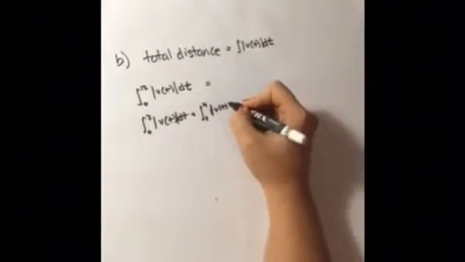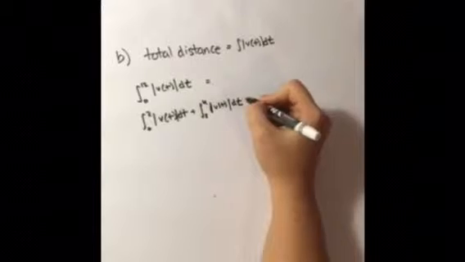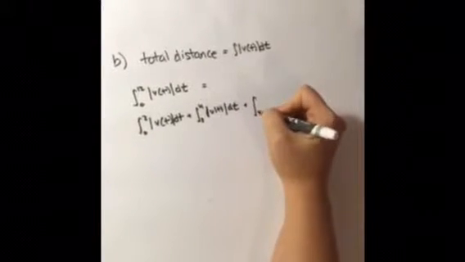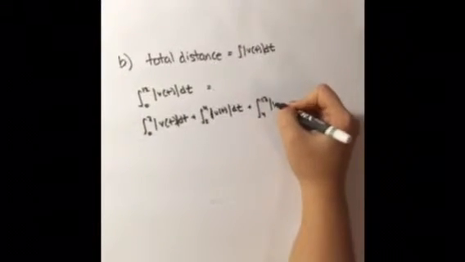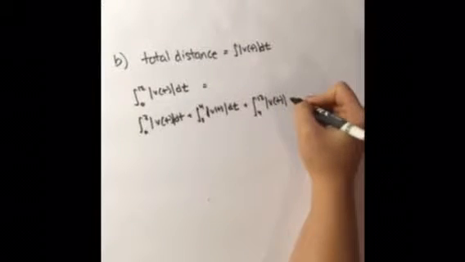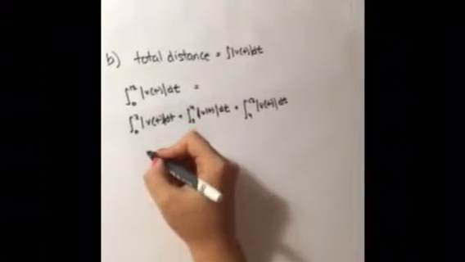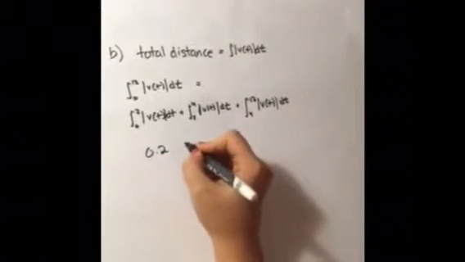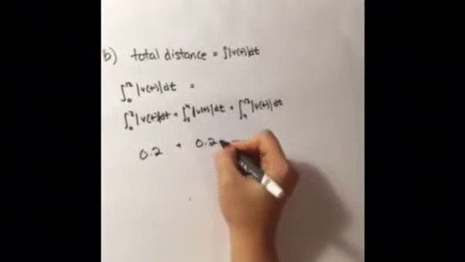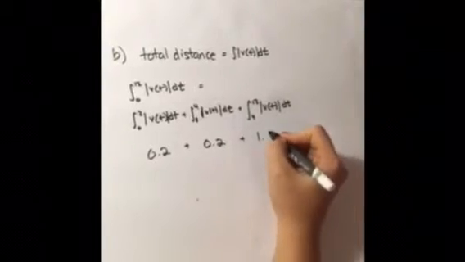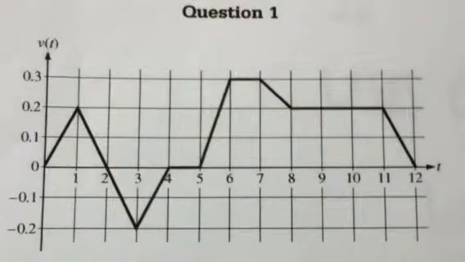I found these integrals by first locating the zeros of the function. Then after that, I looked at whether the function was above or below the x-axis. Above means a positive velocity, and below means a negative velocity. So now I'm going to explain how I solved those integrals. I did this by using the graph.